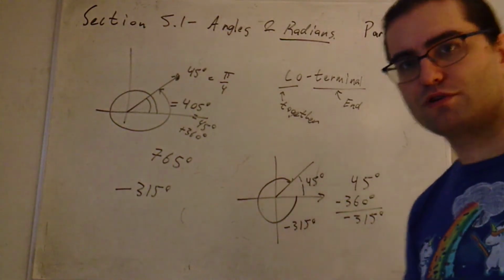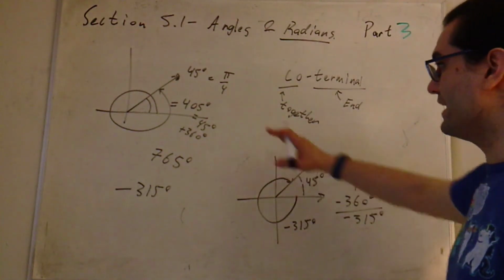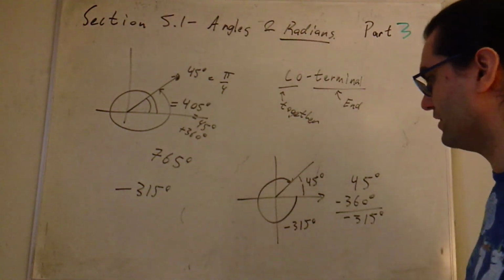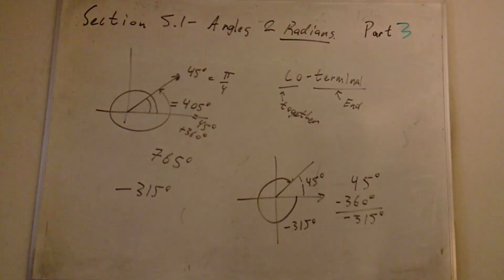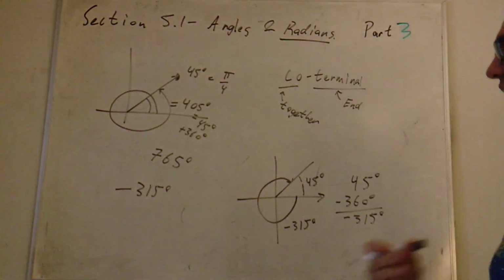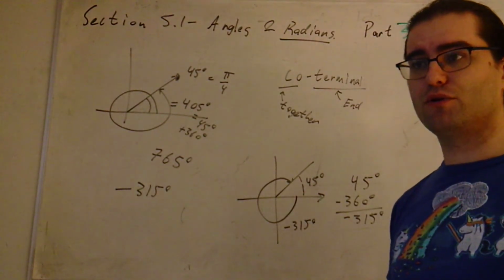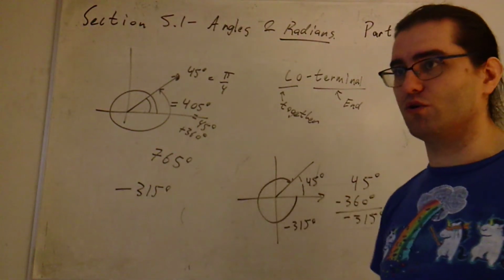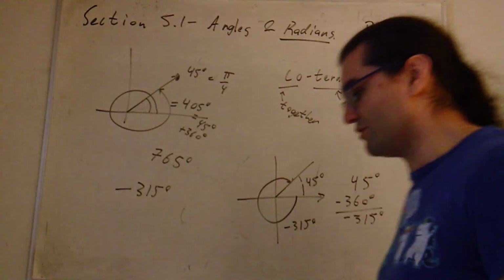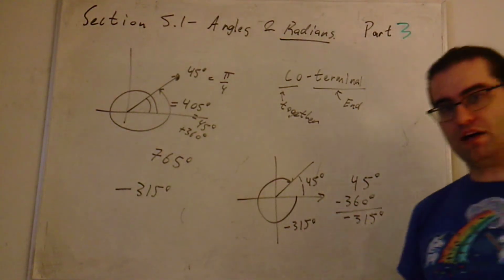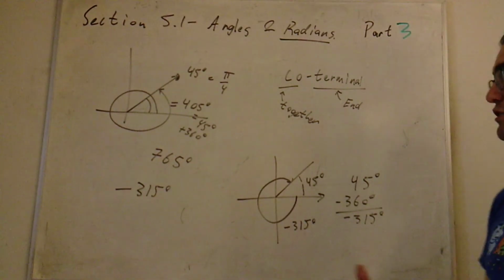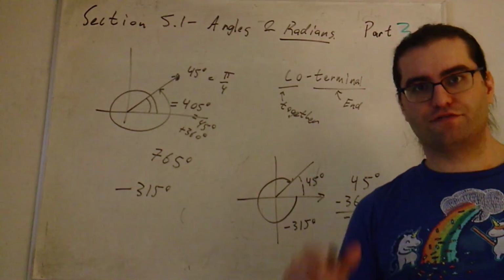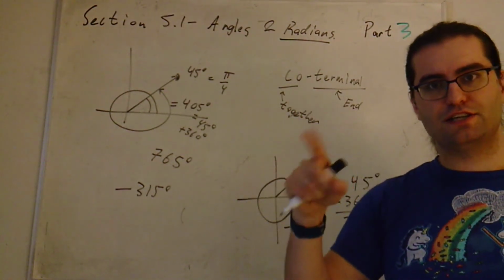So the moral of these coterminal angles is, for any angle you have, 45 or 405 or 765 or negative 315, whatever angle you're starting with, you can always add or subtract full rotations, plural, more than one if you want to. You can subtract one, or a bunch of them, or add one, or add a bunch of them. Any number, positive or negative, of full rotations, you can add or subtract to an angle, and you will always get something coterminal. Because if you're adding or subtracting full rotations, you're guaranteed to end in the same spot.